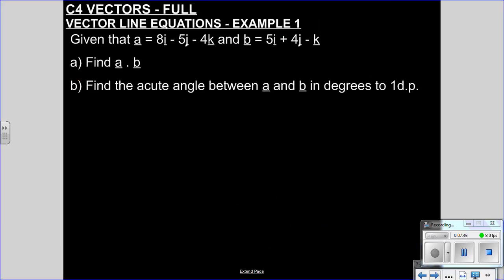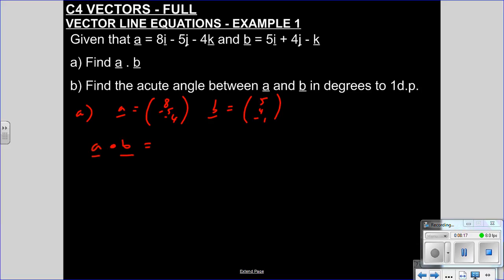Okay, so let's just do some basic stuff. First off, it says find a dot b. If a is 8, minus 5, minus 4, and b is 5, 4, minus 1, so straight into column vectors, a dot b, we know a dot b is either top elements times top elements, middle times middle plus bottom times bottom, or it gives you the angle, you see.